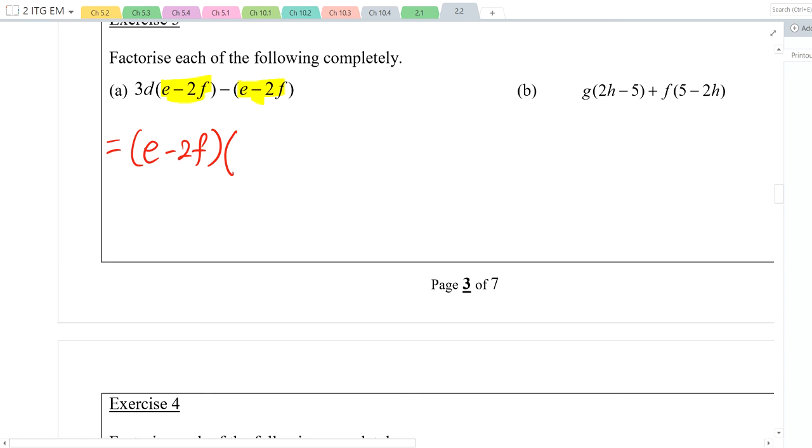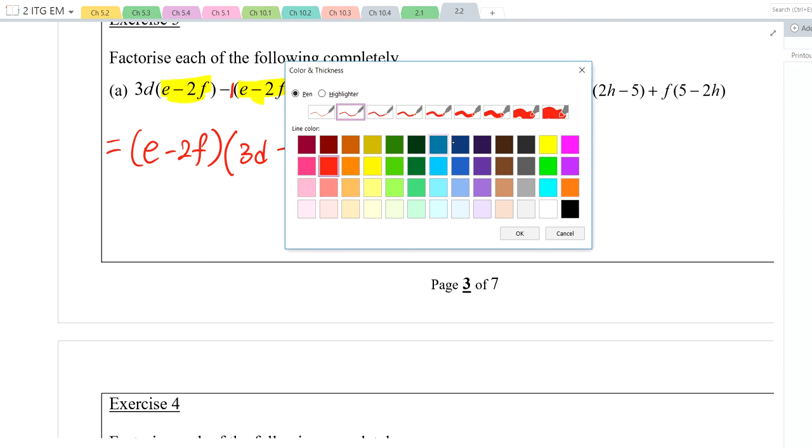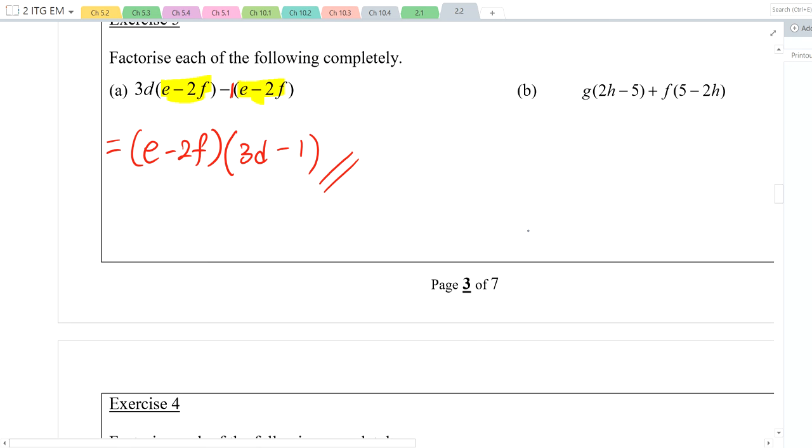What is left in the first term? 3d in the first term. What about the second term? 1 or minus 1 or plus 1? Minus 1. Okay? Because there's an invisible 1 over here hiding. Now if I choose to expand it, we are done already. If I choose to expand it to check, okay, I can use my rainbow method.